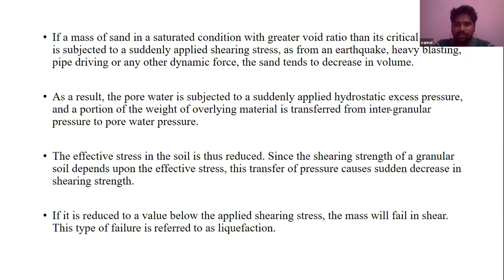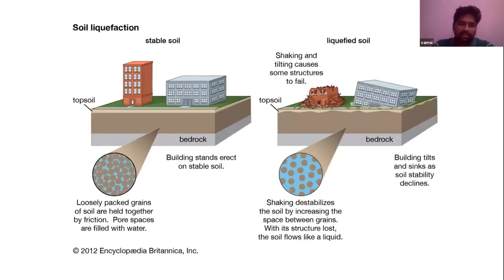Since the shearing strength of granular soil depends on the effective stress, this transfer of pressure causes a sudden decrease in shearing strength. If this is reduced to a value below the applied shearing stress, the mass of soil will fail in shear. This type of failure is referred to as liquefaction. This is a typical example of soil liquefaction, where loosely packed grains of soil are held together by friction and the pore spaces are occupied by water.